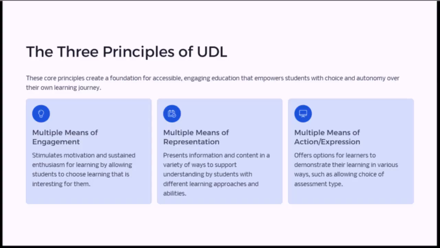The last principle is multiple means of action or expression. This provides students with opportunities to demonstrate their learning in a variety of ways. For example, allowing a choice in terms of how they represent their learning. Rather than expecting all students to write something, perhaps students can act, demonstrate, draw, or speak about their learning. This principle provides students with choice in particular and an opportunity for agency over their own learning.